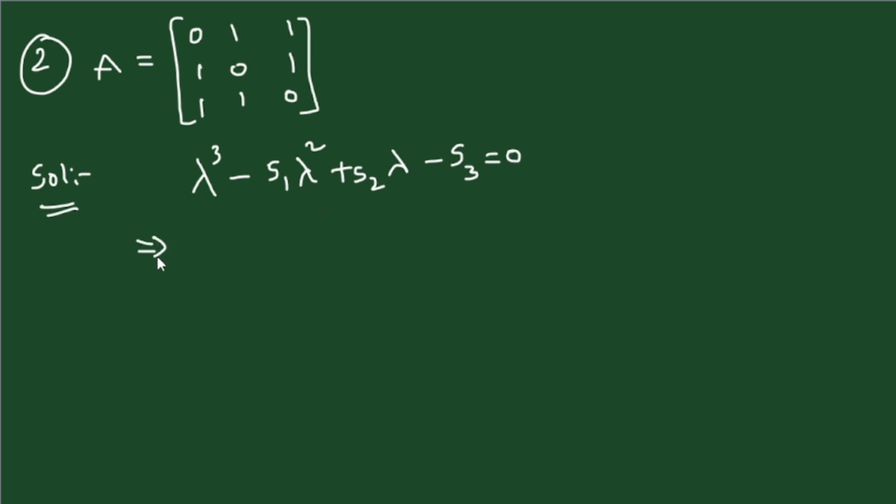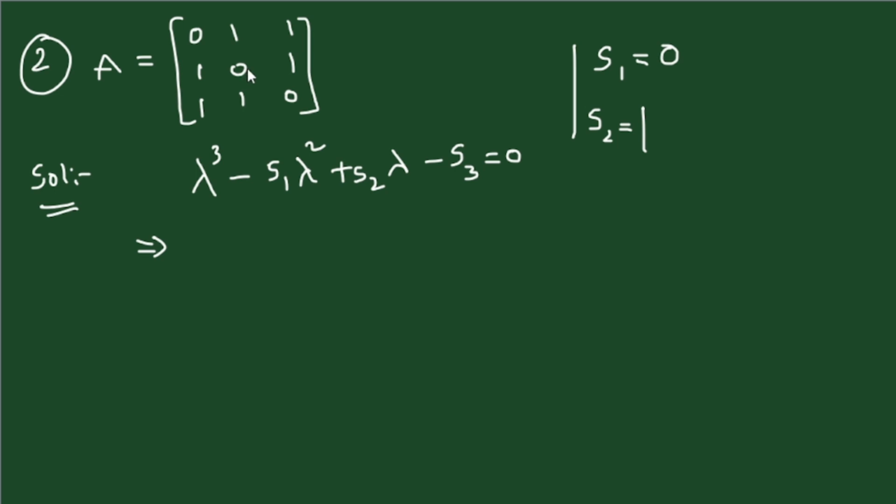So here, what is s1? Here, s1 is trace of A. Trace of A is 0, the sum of the principal diagonal elements. What is s2? s2 is the sum of the three determinants corresponding to the a11, a22, a33 cofactor matrices, determinants of.